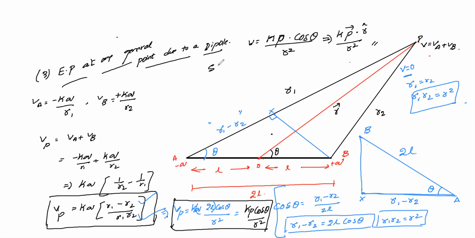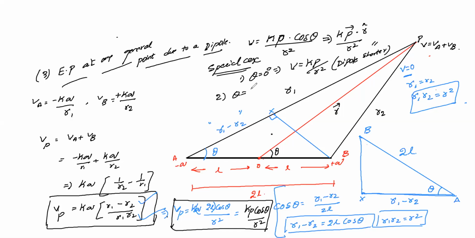Now, special cases. If theta is equal to 0 degrees, cos 0 is nothing but 1. So that is nothing but your axial point. At that moment, V is equal to Kp by R square. That means this is the case when the dipole is short. Second case, if theta is equal to 90 degrees, V becomes 0, because it is on the equatorial. So these are the two different cases.